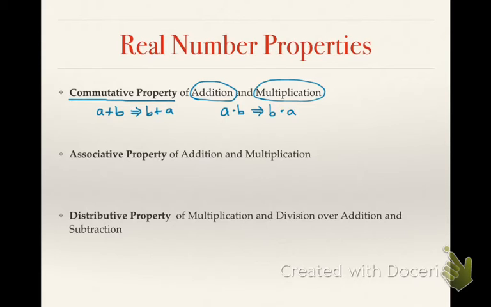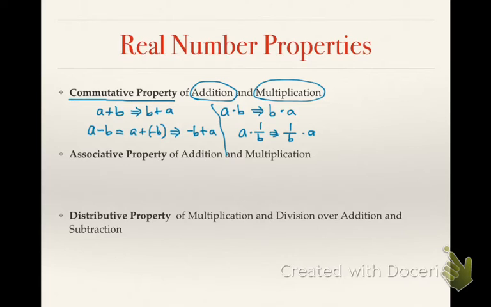Now notice if you did this with subtraction, A minus B is really equivalent to A plus negative B. So that would commute to become negative B plus A. So you have to be really careful about the commutative property with things dealing with negatives. Likewise with multiplication, if I have A times 1 over B, that's going to be the same as 1 over B times A. Commutative property.